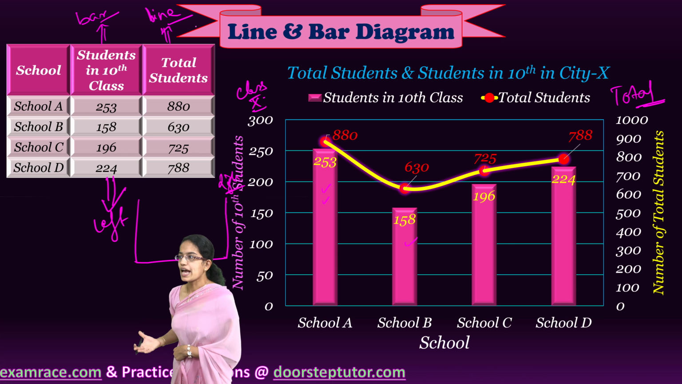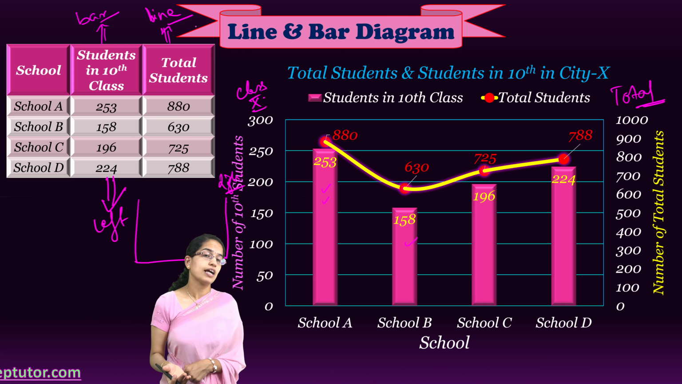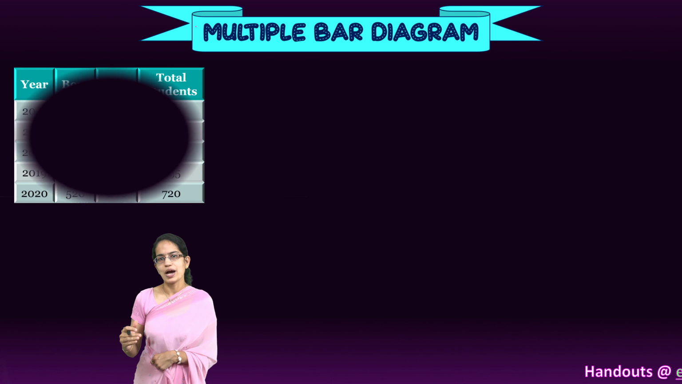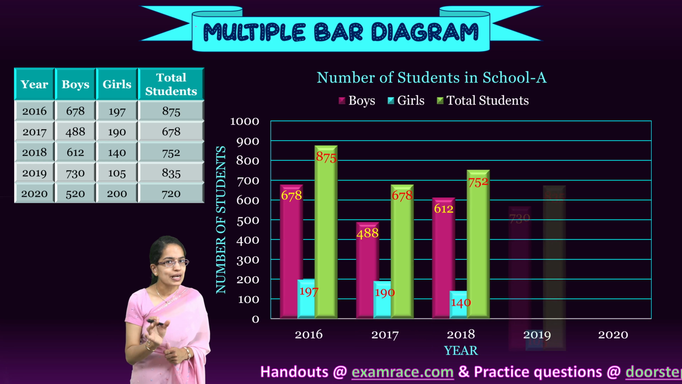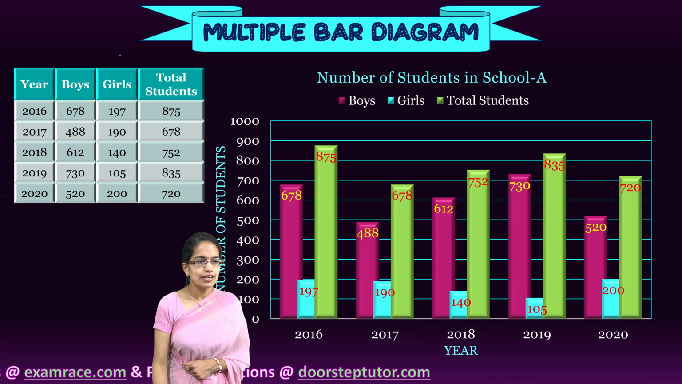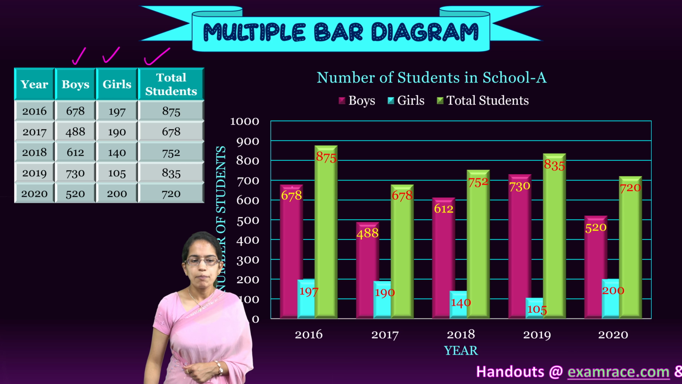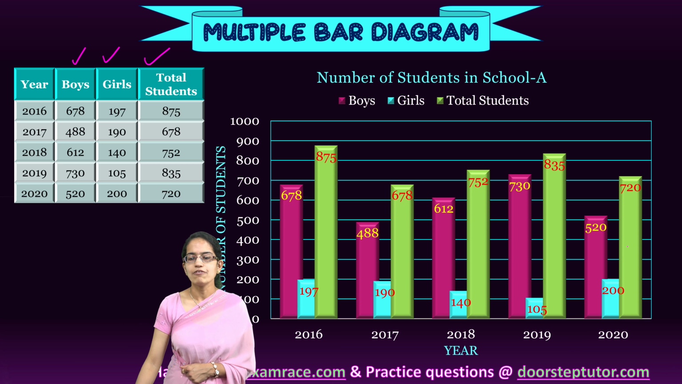Now again, when I have multiple data, I can use either a multiple bar graph or a compound bar graph. There is a little difference between the two. Under a compound bar graph, within the same bar we separate sections. Under a multiple bar graph, we draw different bars for different sections. So let's say here we are talking about a multiple bar diagram. I have the number of students as boys, girls and total students. So I plot the number of boys with pink, girls with blue and total students with green, and I have a multiple bar graph.